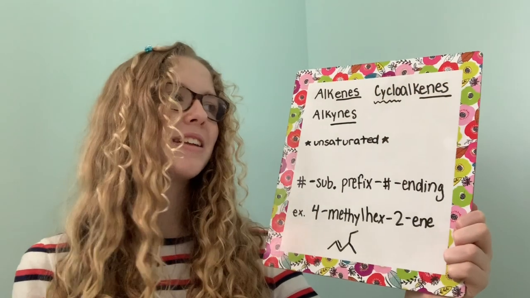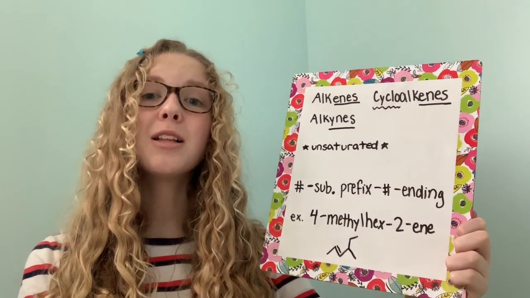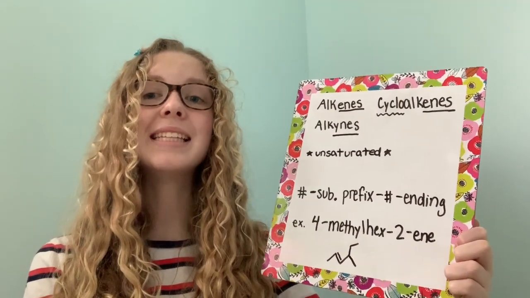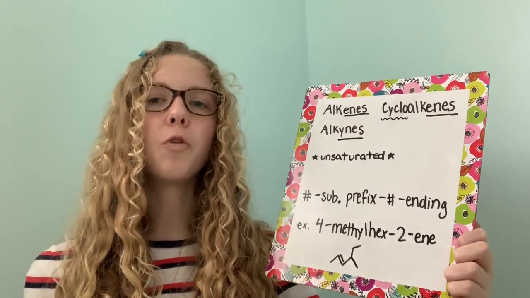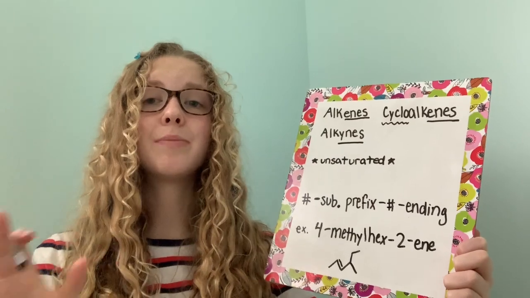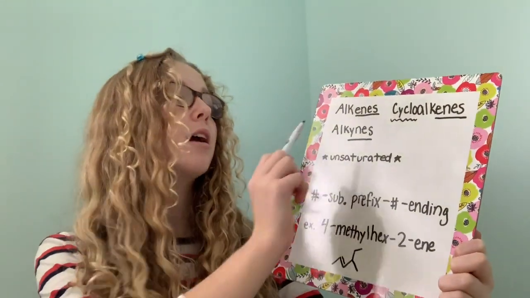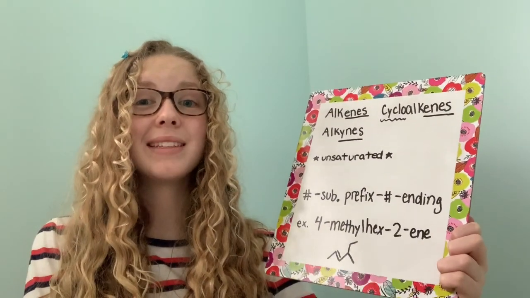Today we're going to learn how to name alkenes, cycloalkenes, and alkynes. All of these organic compounds are unsaturated, meaning that they don't form the maximum number of carbon bonds. This is due to their special bonding. Alkenes have one or more double bonds, and alkynes have one or more triple bonds.